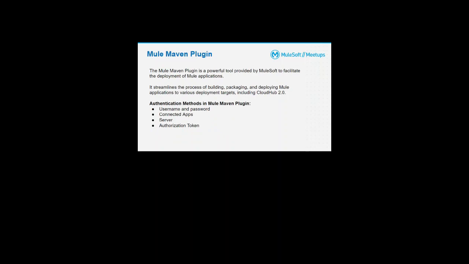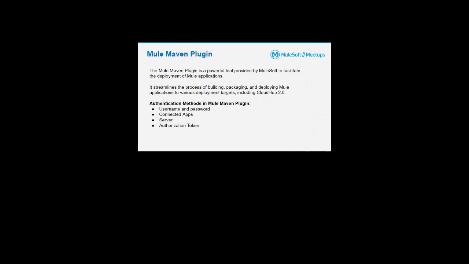Then we have Mule Maven plugin, which we are going to use in our project. So Mule Maven plugin is a powerful tool provided by MuleSoft to facilitate the deployment of Mule applications. It streamlines the process of building, packaging, and deploying Mule applications to various deployment targets, including CloudHub 2.0. There are four authentication methods in Mule Maven plugin.